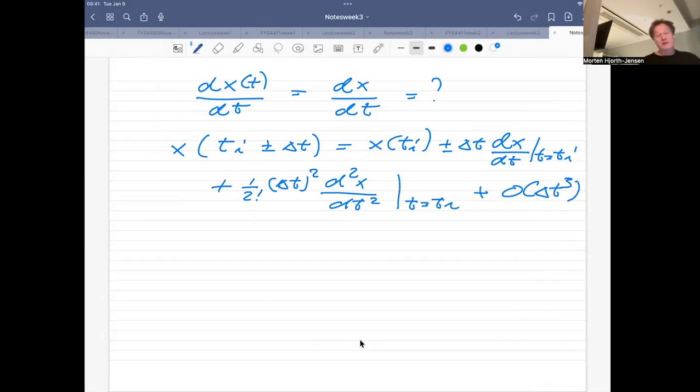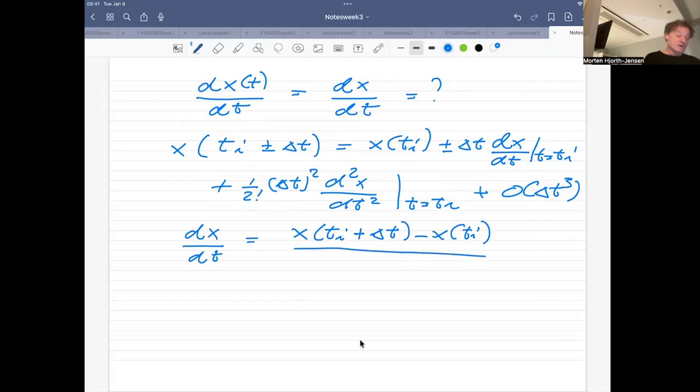Now, if we truncate this equation at the level of the first derivative, and we focus only on the step where we move one step ahead, that means t_i plus delta t, then we can approximate everything with what is normally called Euler's method or Euler's formula. So what we get then is the derivative dx/dt. In principle, this is going to be given by x of t_i plus delta t minus x of t_i, and this is divided by delta t.